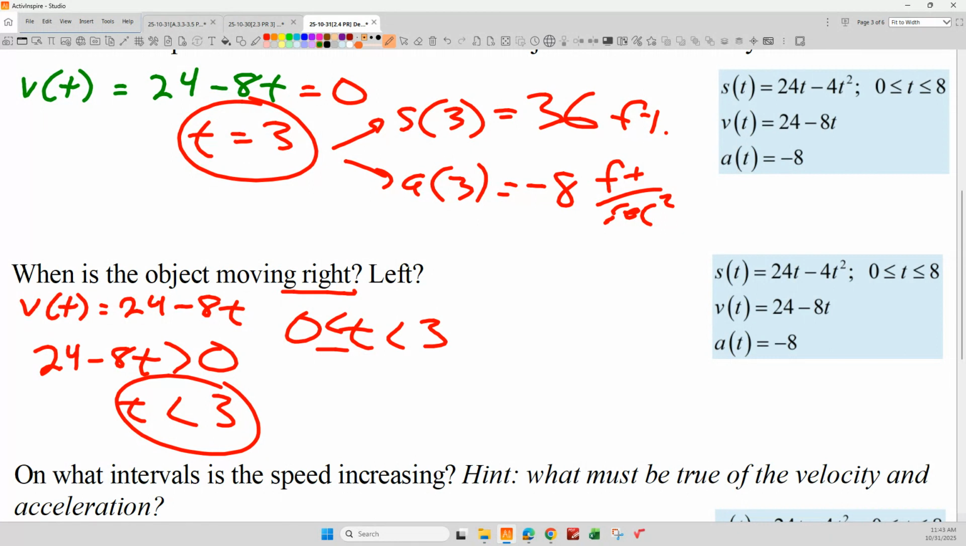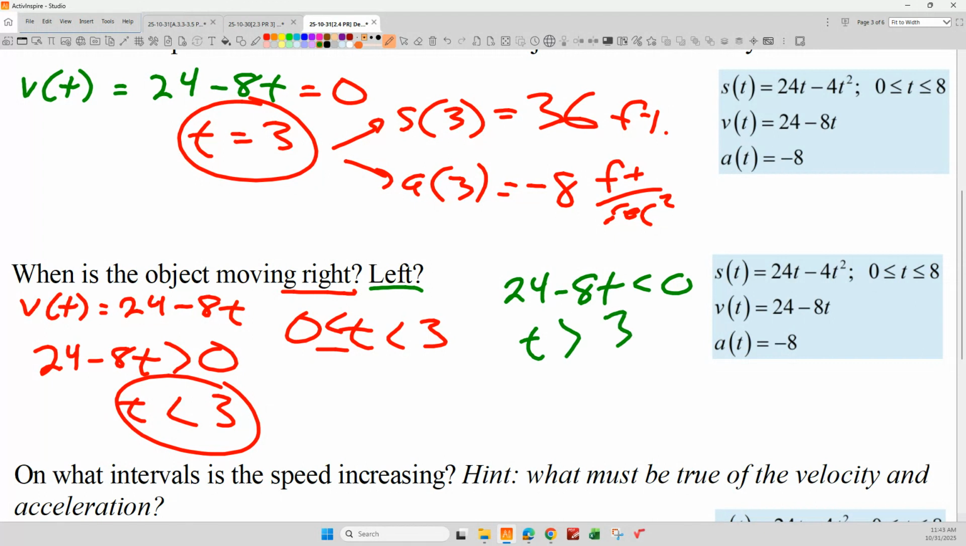What would my similar strategy be for determining when it's moving to the left? I'd want to know when the velocity is, say it again, less than 0, yeah, negative, right? And I would just solve that equation. If I did that, moving to the left, I would just ask the question, when is 24 minus 8t less than 0? And of course, I would get the answer, t is greater than 3 this time.